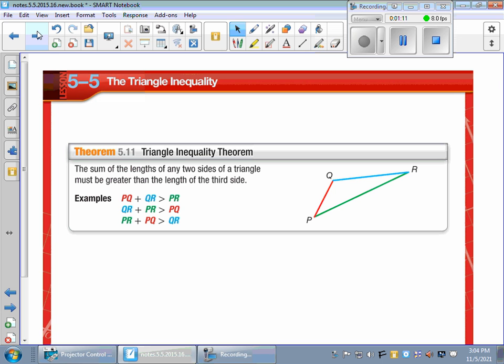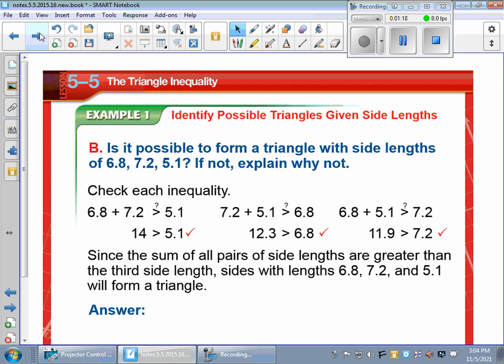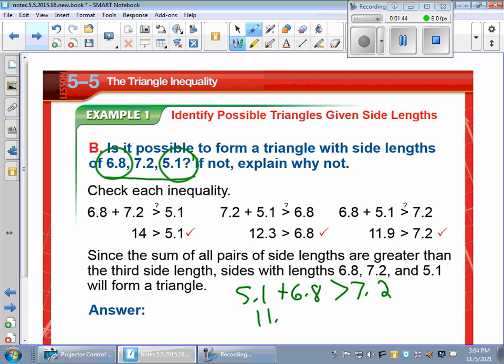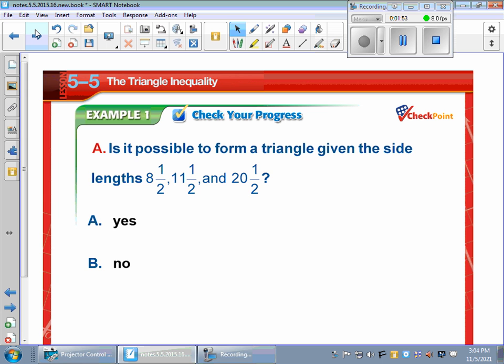So that's how we're going to start, and then we have the same concept. Two sides have to be bigger than the third. The question says, is it possible to form a triangle with these sides, and if not, explain. So take the two smallest, and again, this is not in order. What are your two smaller sides? 5.1 and 6.8. I'm going to add those two together. Is 5.1 plus 6.8 greater than 7.2? We get 11.9, greater than 7.2. Final answer is yes, and I would move on from there. You only have to check the smaller ones.